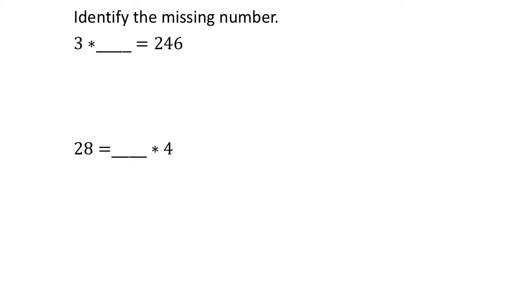All right, 3 times something is 246. Let's look at the fact families and see if this can help us out. Remember, the product of a multiplication problem is also the dividend in the division problem. So that's 246 divided by either one of the two factors.